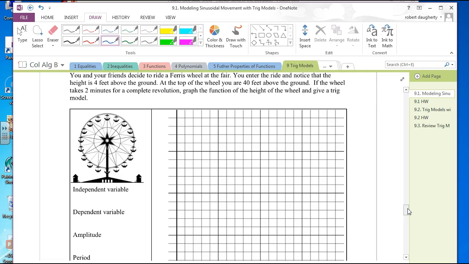Okay, so what is my independent variable that goes on the x-axis? What is that always in these cases? It is time. In this case, we're going to measure time in what? Minutes. Okay. What is my dependent or vertical variable? Yeah, it's the height in feet.